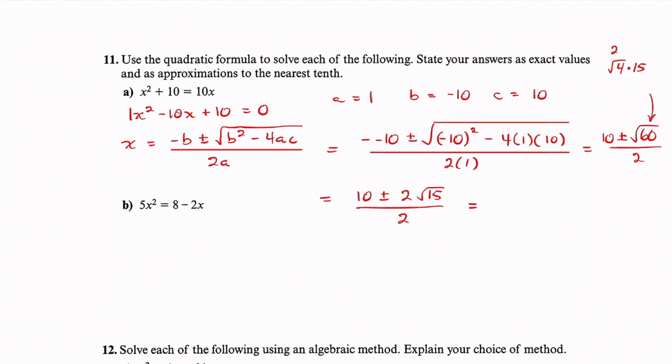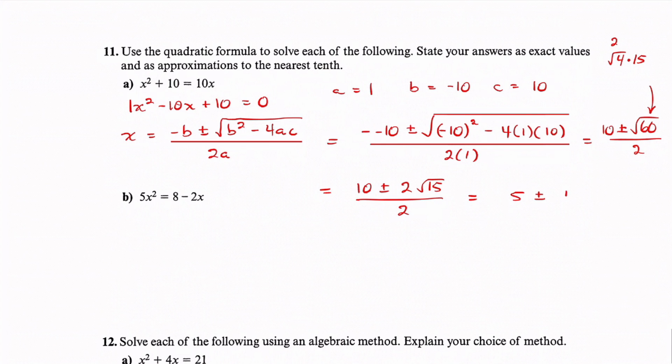Now, if we have this divide by 2, the only time you can actually bring that up and divide it into both of these is if they are both divisible by 2. You can't just pick and choose one of them. It's got to be both or none. So in this case, both are divisible by 2. 10 divided by 2 is 5. And then 2 divided by 2 is 1. So I'm not even going to write the 1. I'm just going to write root 15. There's kind of a hidden 1 in front, but I'm not going to write it. So this is our answer as an exact value.